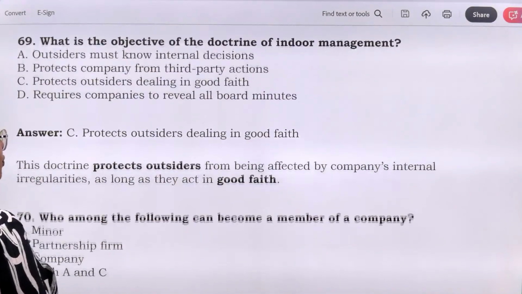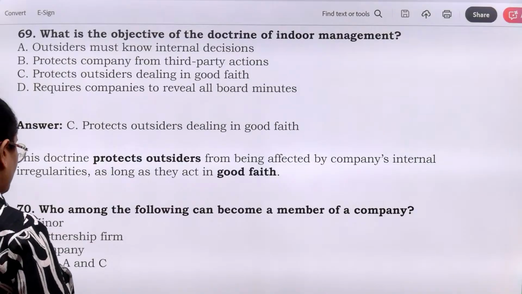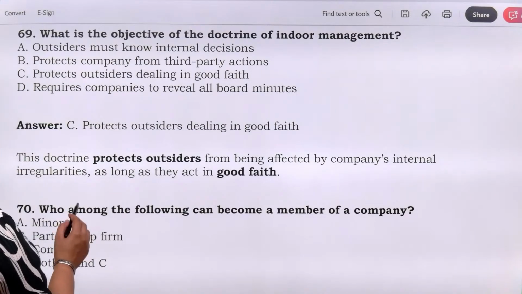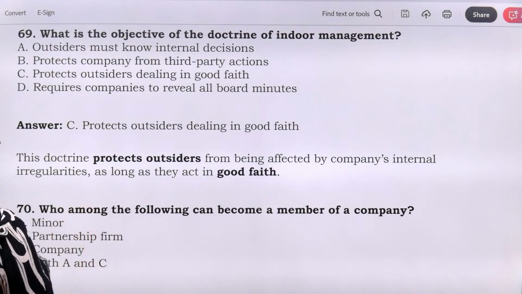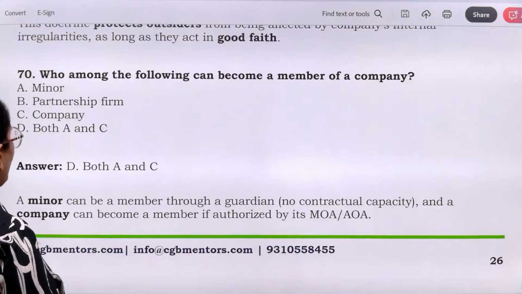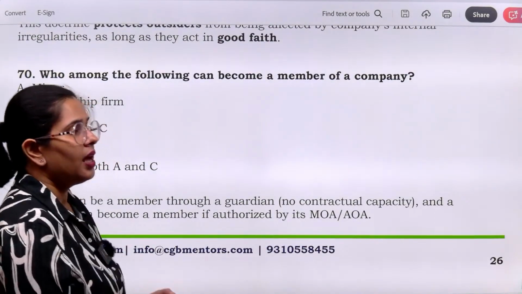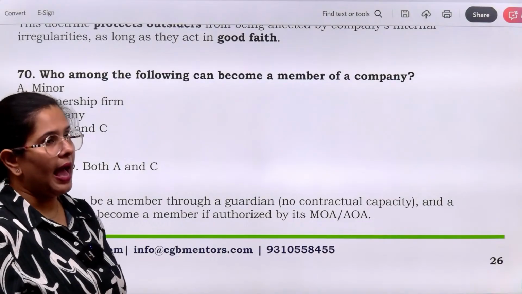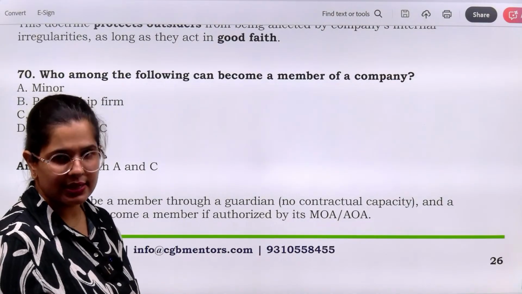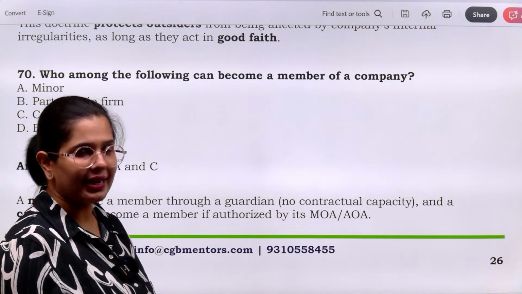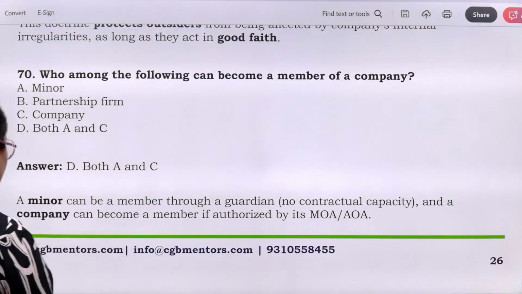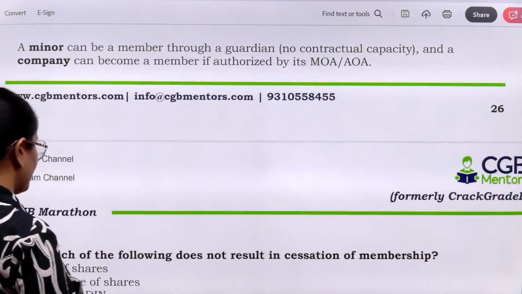Now who among the following can become a member of a company? So a minor and a company, yes, both can become members. A partnership firm does not have a legal existence of its own. It depends on the identity of the members, so hence it cannot become a member. But a minor and a company can become the member.